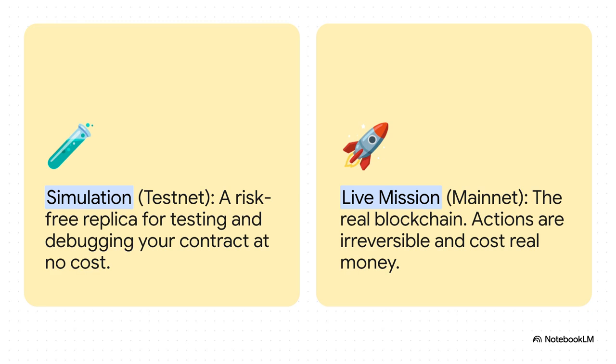On one side, you have the simulation, what we call the testnet. It's your flight simulator. It's a perfect copy of the real thing where you can mess up, crash, and burn 100 times over with absolutely zero consequences. Then you've got the other option, the live mission on the mainnet. This is the real deal. Every single action is permanent, it's public, and it costs real money. That's why pretty much everyone starts in the simulator, because once you launch for real, there is no going back.